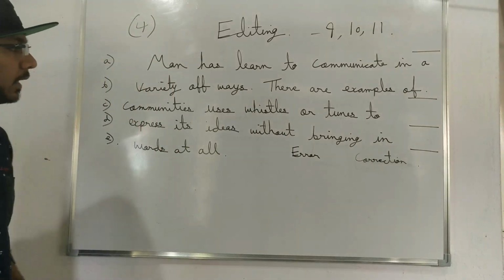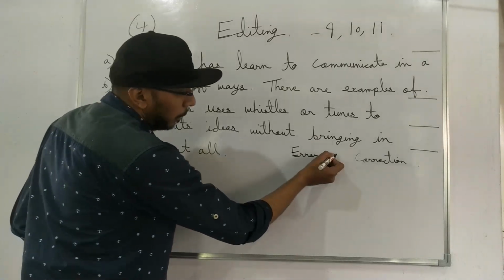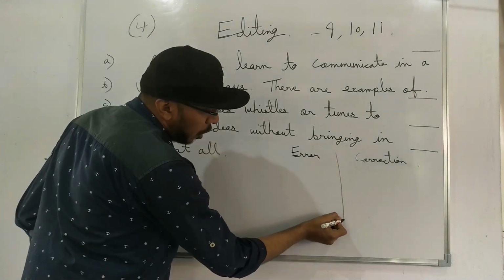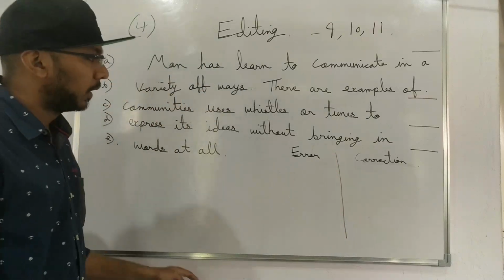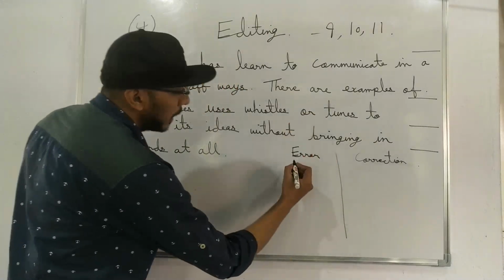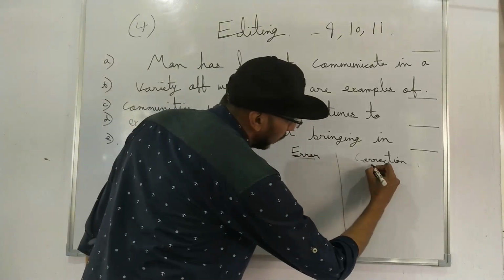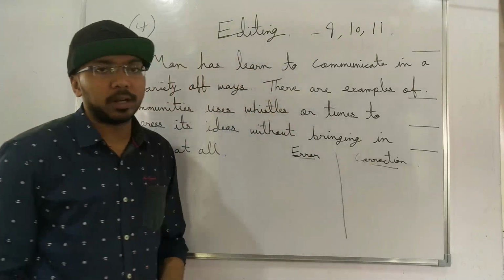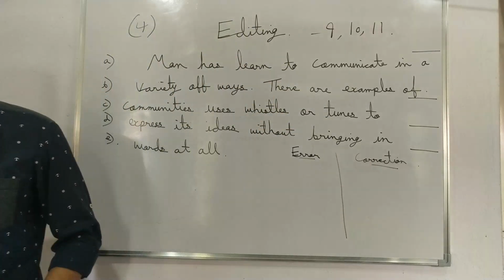So now let's see how to track errors. You will make 2 columns in your question paper. 1 column for error, 1 column for correction. The error that you will find in lines will be written under this and the correction will be written under the other one.